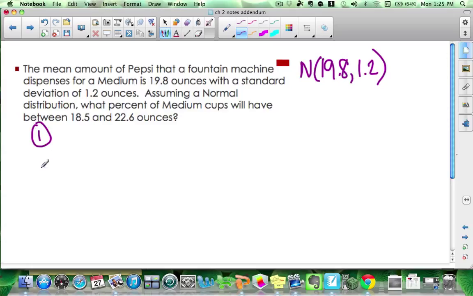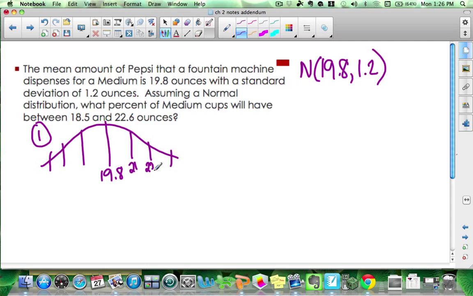So in step one, I'm going to draw my normal curve. The mean is 19.8, and I need to go up 1, 2, 3, down 1, 2, 3. So if the mean is 19.8 and I add one standard deviation of 1.2, I end up at 21.